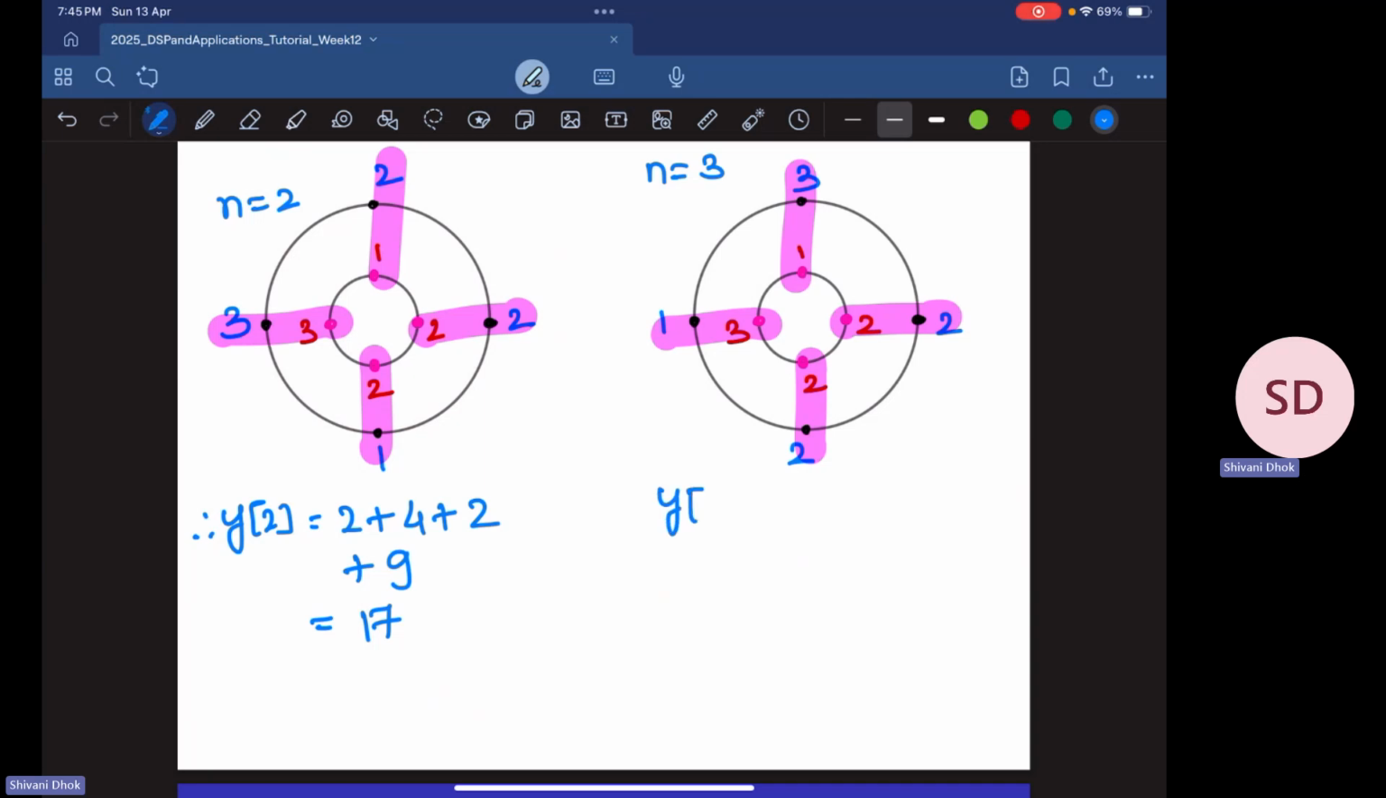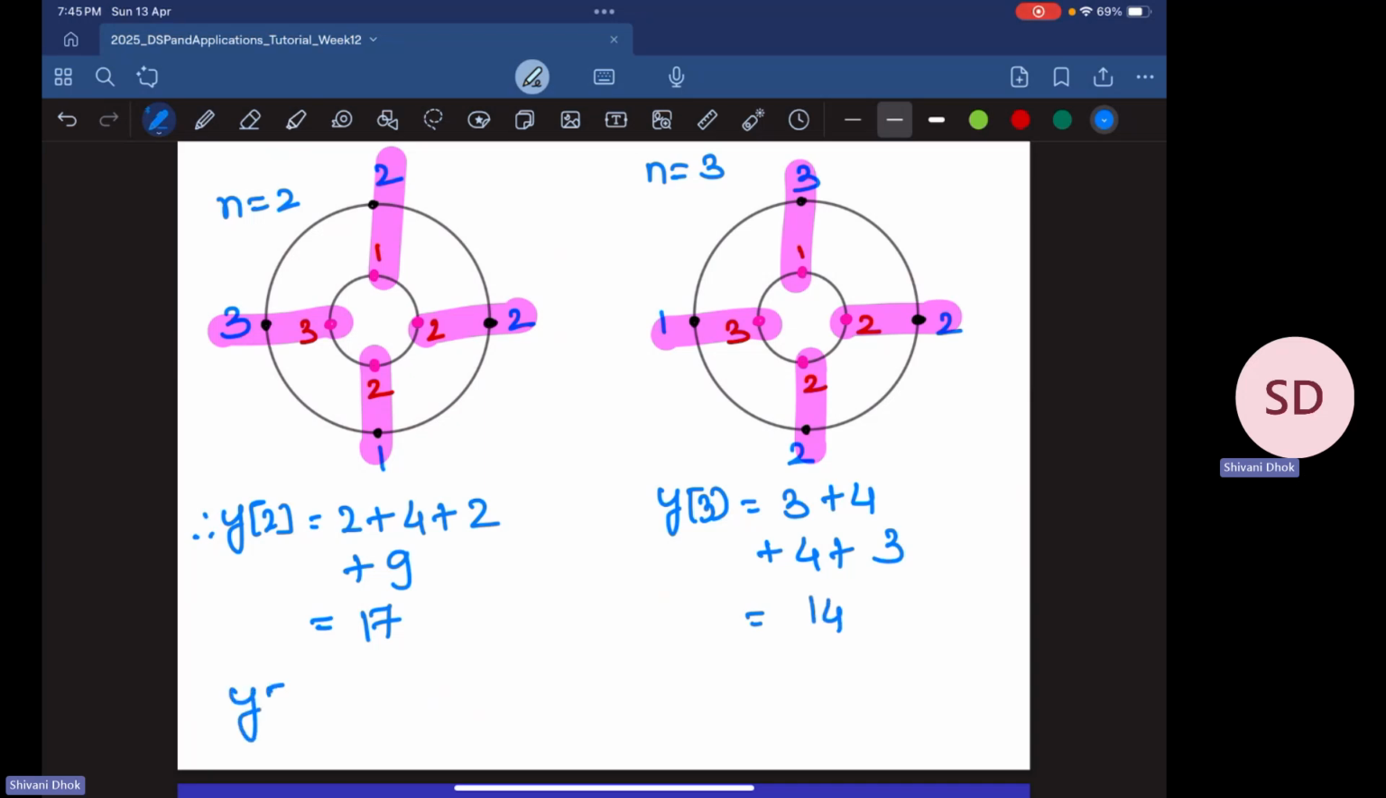We get y of 3 as 3 into 1, that is 3, plus 2 into 2, that is 4, plus 2 into 2, that is again 4, plus 3 into 1, that is again 3. So if I simplify this, this comes out to be equal to 14.